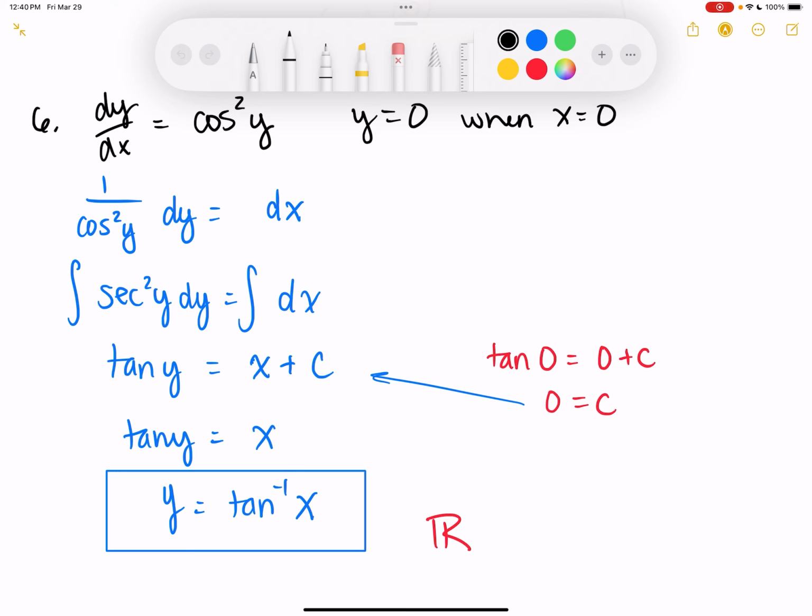Because normally tangent does something like this. It goes up and curves like that. So this one's going this way, and so that's why the domain for that would be all real numbers.